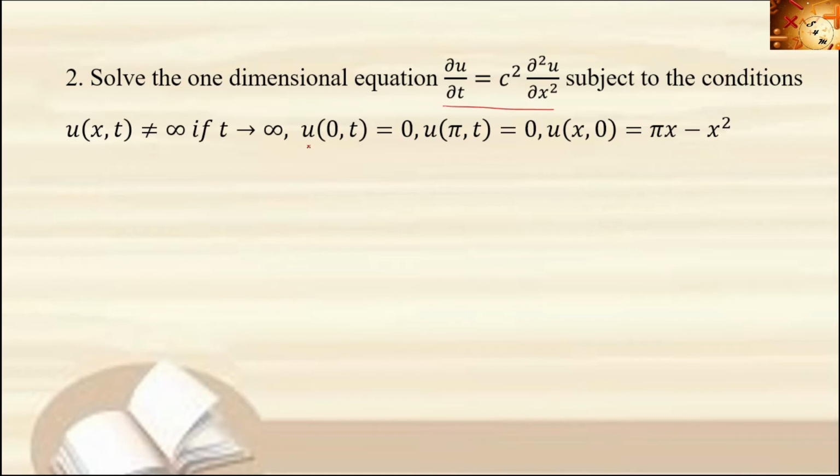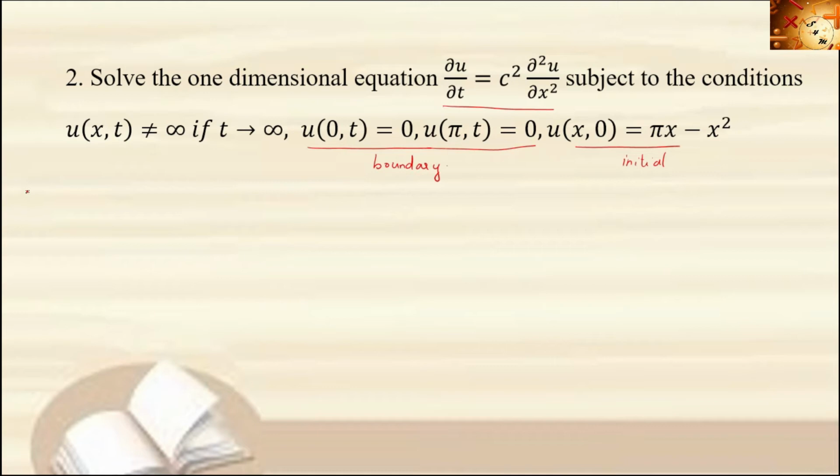Here it is given that u of 0 t equal to 0 and u of pi t equal to 0. So these are the boundary conditions. Then u of x comma 0 equal to pi x minus x square. So this is the initial condition. Here we want to find the solution u of xt.